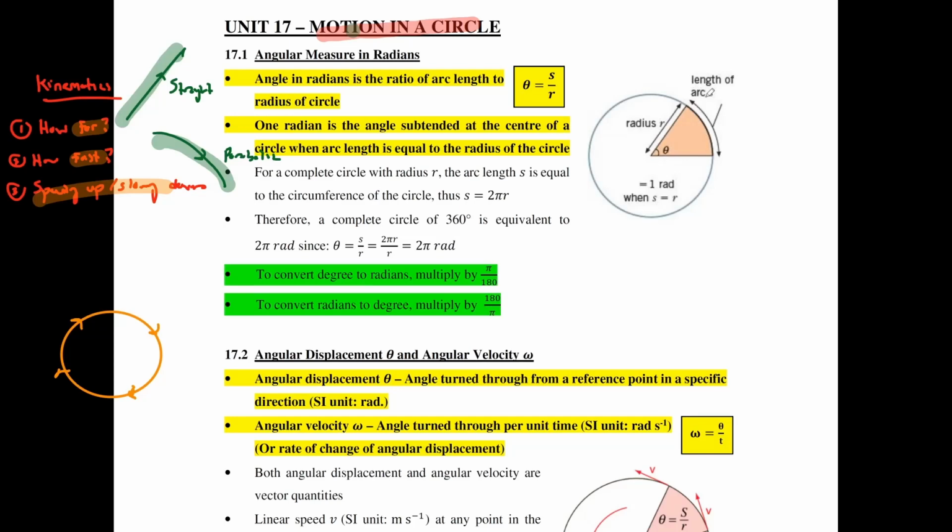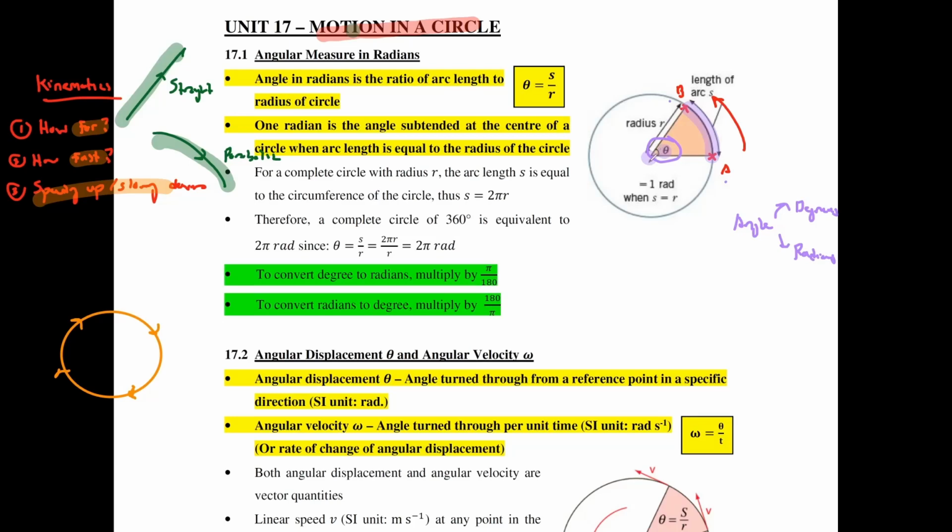First things first, let's just say that you have an object that is at position A, and then it moves all the way to position B, following the path of a circle, like the ones that you're seeing right over here. Now, when it moves like this, it will tend to make an angle at the center of the circle. So this angle that your object has made when it moved from point A to point B, you learn that it can be measured in terms of degrees or radians. There are two different units for angle.